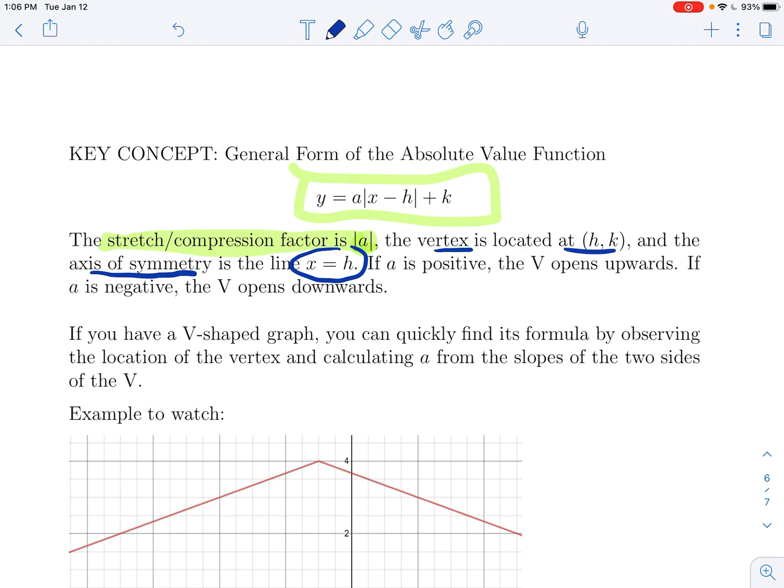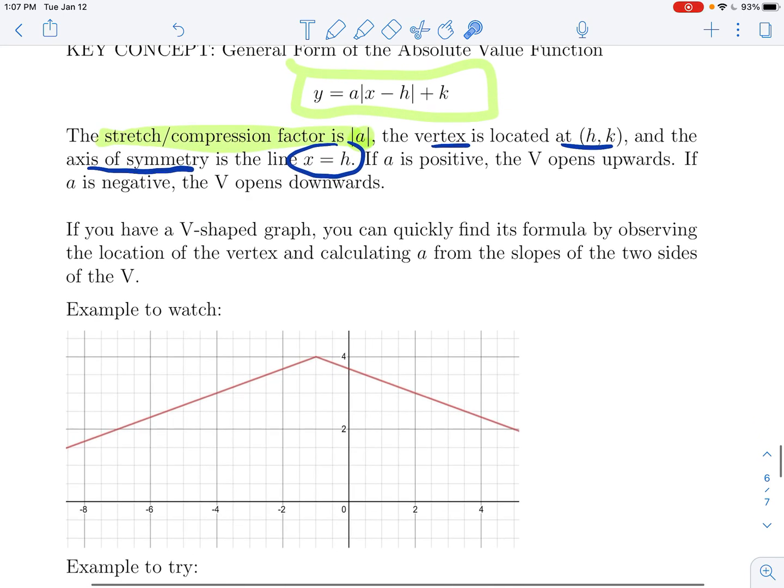If A is positive, the V opens upward because we haven't flipped it. If A is negative, we multiply by a negative somewhere and the V opens downward. So this is going to take some time and practice. But what I want you to realize is if you understand this general pattern, you can look at any V-shaped graph, and that includes upside down V's and wide V's and steep V's. And you can figure out the formula. So let me show you an example.